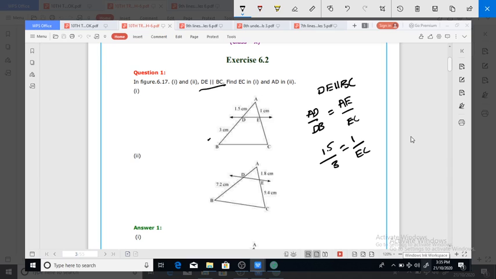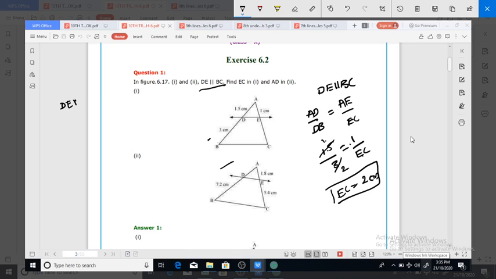Okay, so next, cross multiply. So EC into 1 is EC, and 2 into 1 is 2. So the EC value is 2 centimeters. Okay, so the second question is also the same.